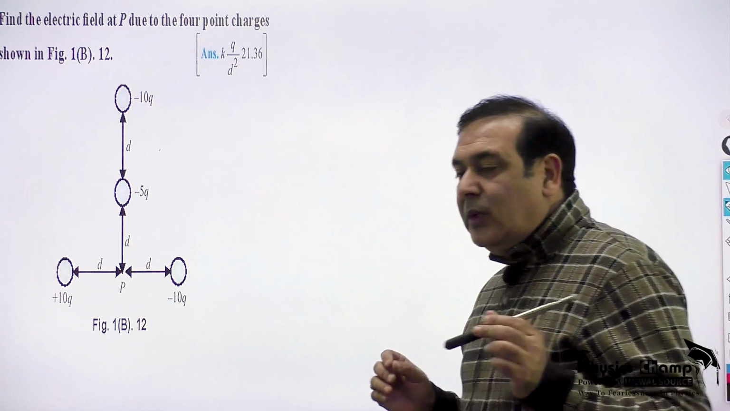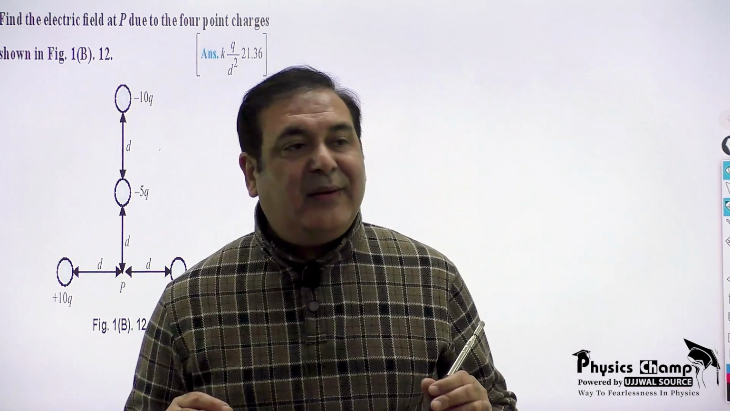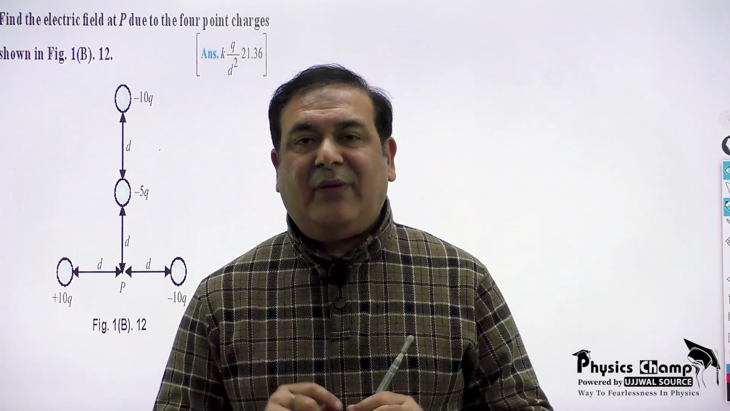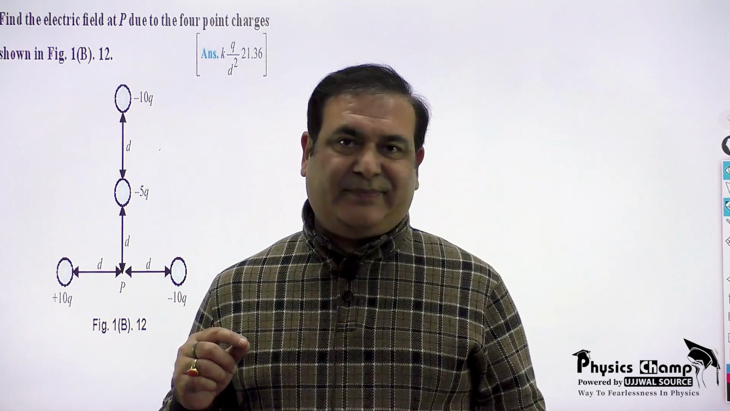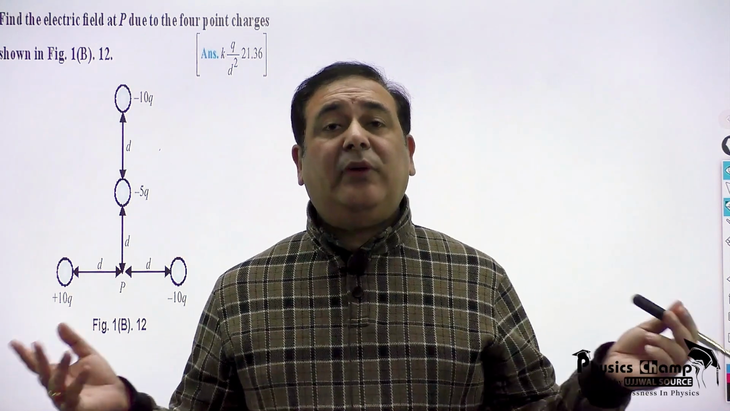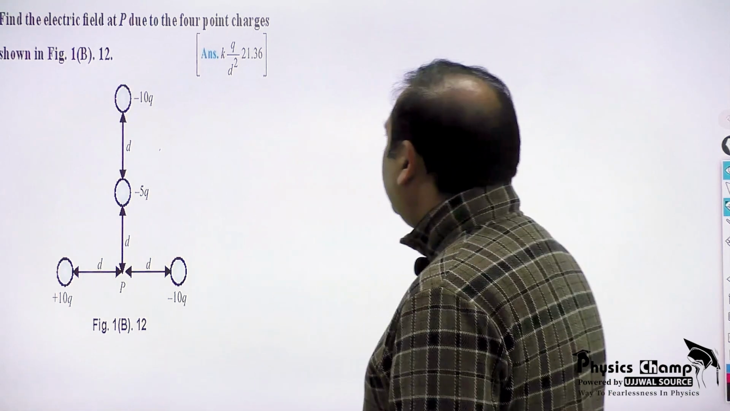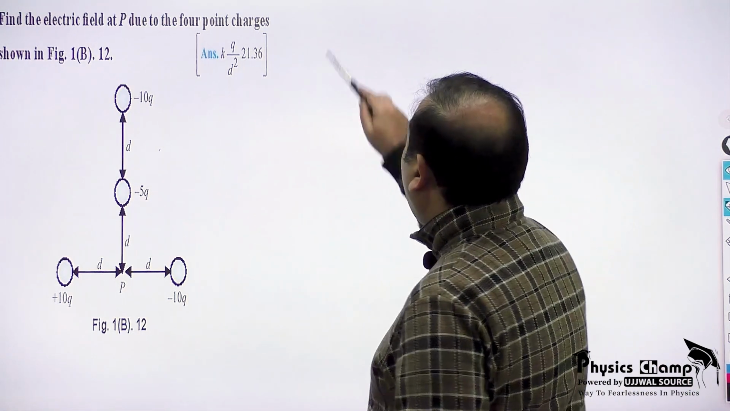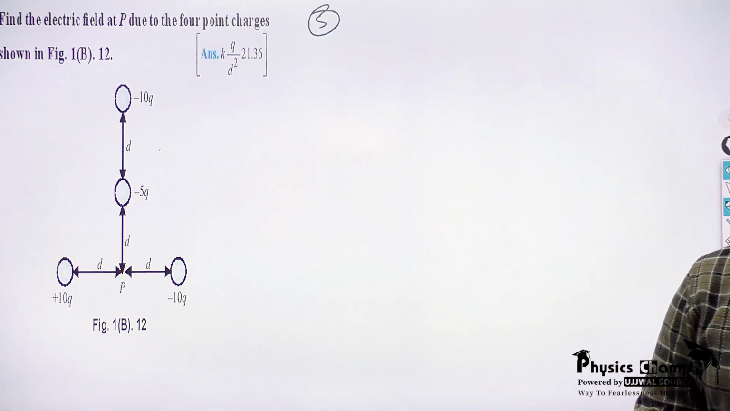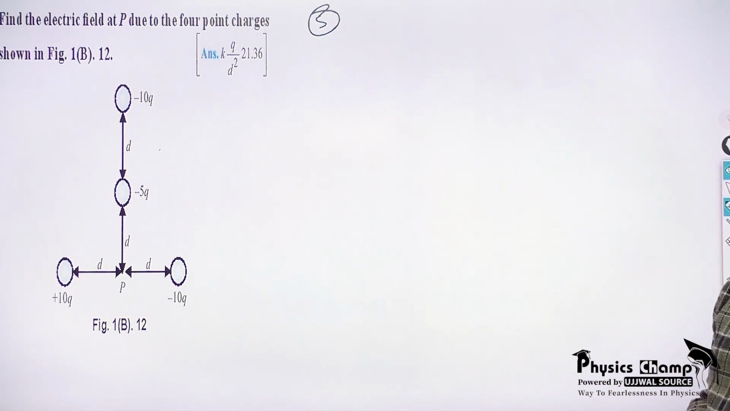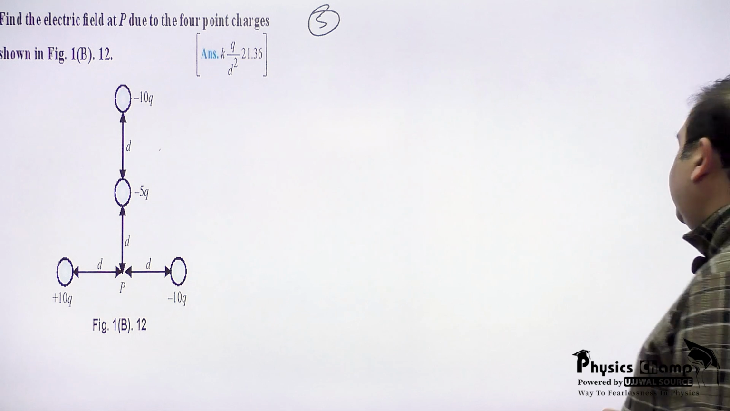Just the two things which you will keep in mind is due to a positive charge, the electric field will be away from it, and due to negative charge, electric field will be towards it. And then how to do the vector sum. Like question number 5, as you can see. Find the electric field at point P due to the 4 point charges as shown in the diagram.